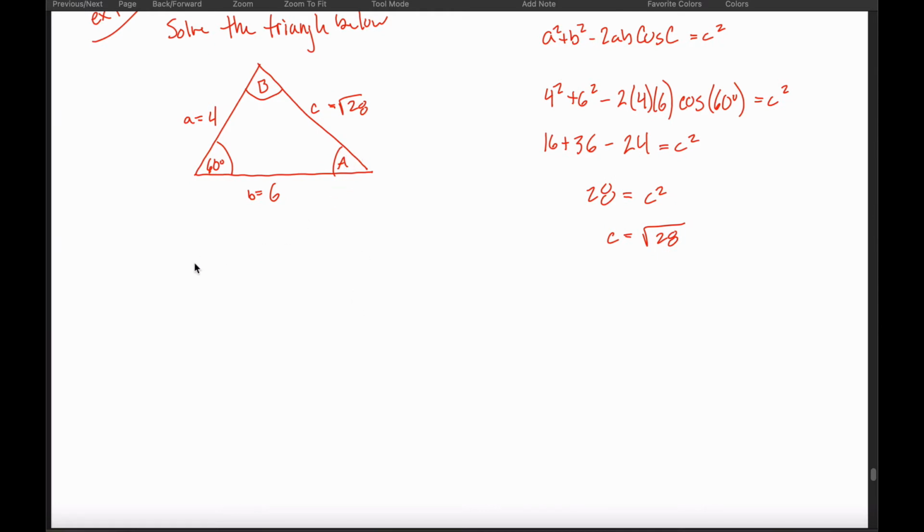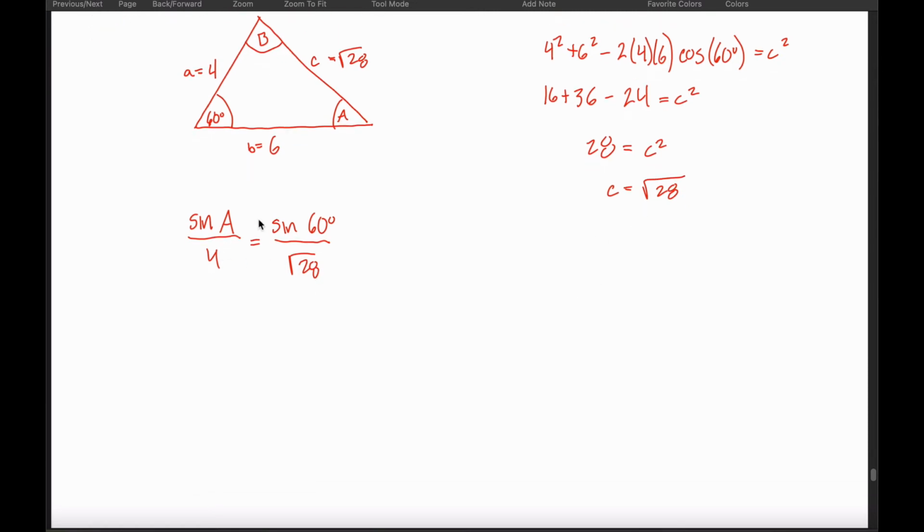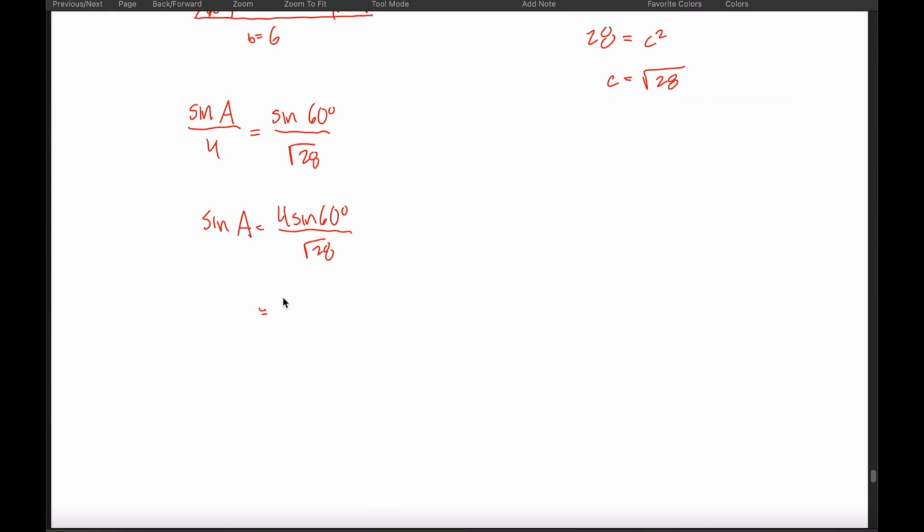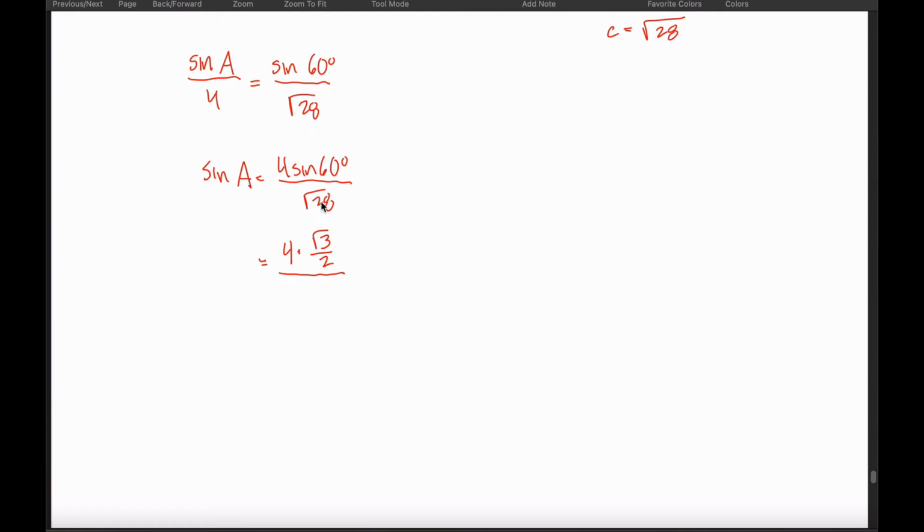If I want to know capital A here, I could say the sine of capital A divided by little a, which is 4, would be equal to the sine of 60 degrees, 60 degrees being capital C, so I have to divide that by little c, the square root of 28. Note that I couldn't do that right off the bat because I wasn't given the square root of 28. That's something I solved for with the law of cosines. I can multiply the 4 over to this side of the equation and get that the sine of A is equal to 4 times the sine of 60 degrees divided by the square root of 28. The sine of 60 degrees is root 3 over 2, so I have 4 times root 3 over 2, and that's divided by the square root of 28.